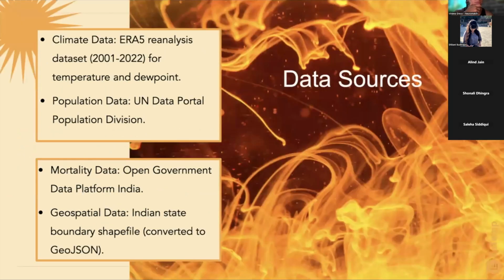For data sources, we relied on a couple of datasets. We used temperature and dew point data from the ERA5 reanalysis dataset to calculate wet bulb temperature. Population density we obtained from the UN data portal, population division. Heat-related mortality data was sourced from the Indian Open Government Data Platform. We also used geospatial data on Indian state boundaries to conduct regional analysis. By combining these datasets, we developed a comprehensive view of the relationship between heat waves, population exposure, and mortality.